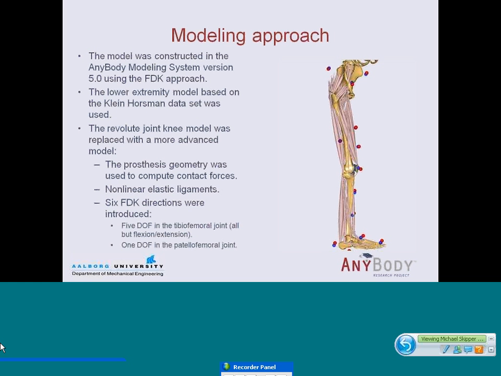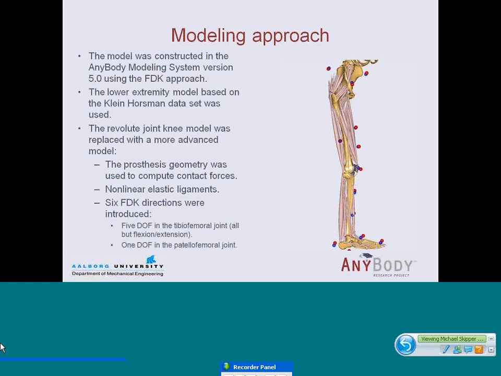The modeling approach I've been using is that I've constructed the model in the AnyBody Modeling System version 5, using the force-dependent kinematics approach that I just illustrated. The model was based on the lower extremity model based on the Klein Horsman dataset, also known as the TLEM model, and it's in the AnyBody model repository. What I did was replace the revolute joint knee with a more advanced knee, based on the prosthesis geometry, which was used to compute contact forces.